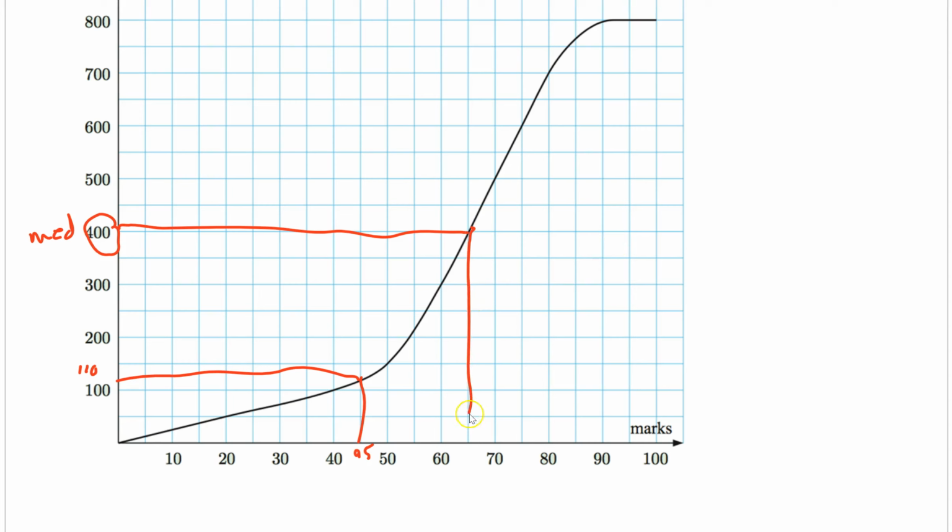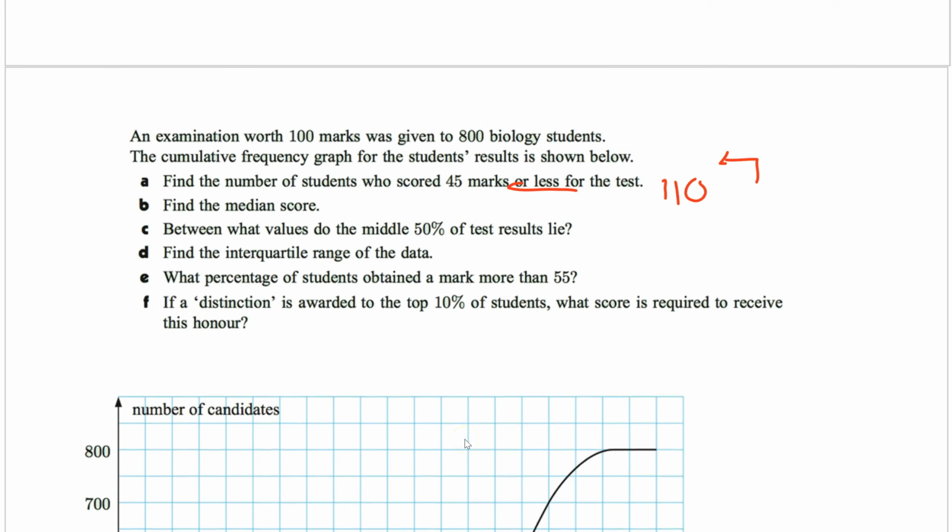And go down. And I get 65. So 65 marks is the median score. Now the middle 50, between the values of the middle 50, now that's just like vocab. You remember what middle 50 means? IQR.